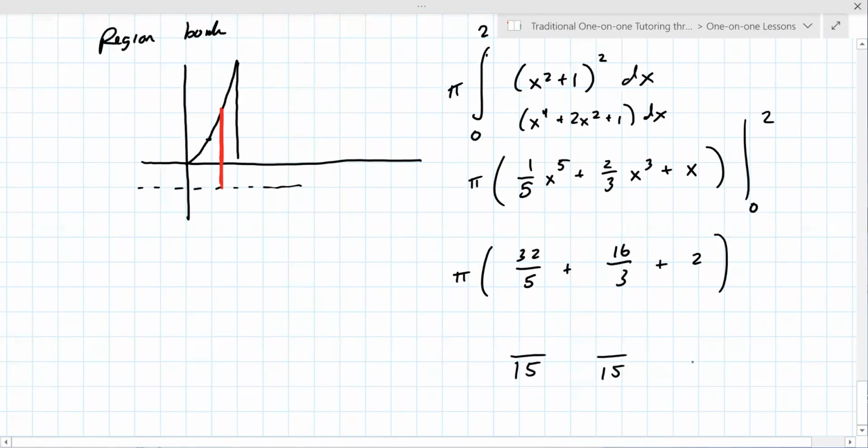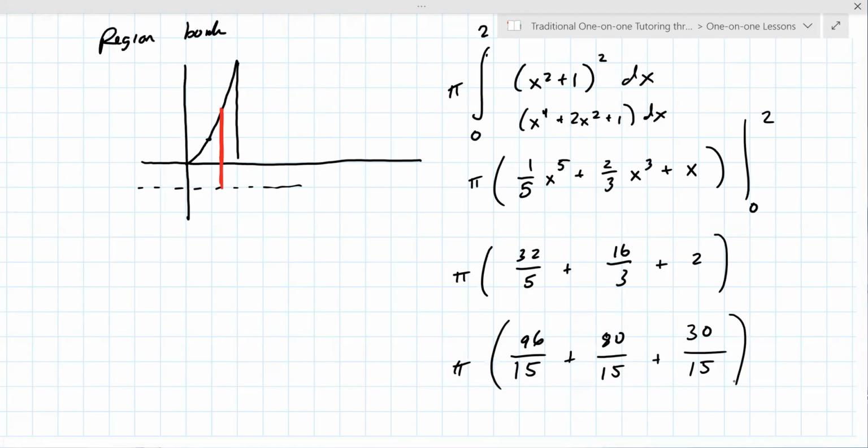So then the common denominator is 15. 32 times 3 is 96, and 16 times 5 is 80, and 2 times 15 is 30. So then that's 96 plus 80 plus 30, which is 206 over 15 pi. Very good.